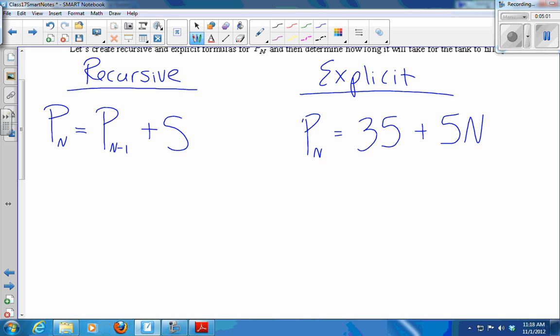I could replace P sub n. I want to know how long until the population is 100 tons. So replace the population with a 100.